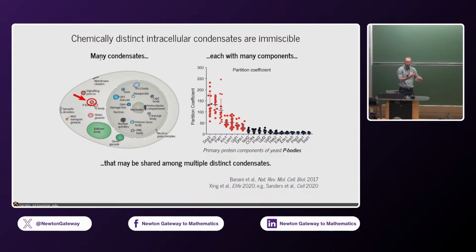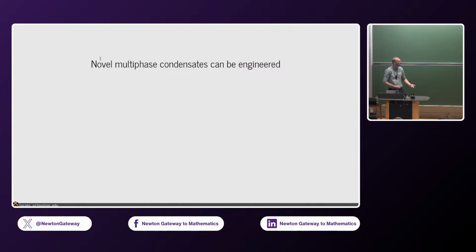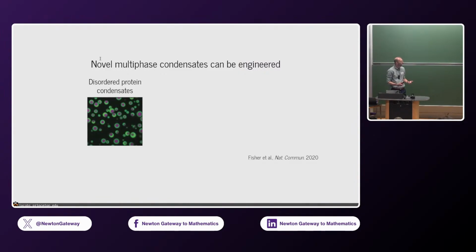And this isn't a simple one-to-one, protein A goes into phase alpha. We can have examples where certain proteins are partitioning into multiple distinct condensates that are nonetheless immiscible. Right? And this is something that people have taken a real interest recently in trying to design.